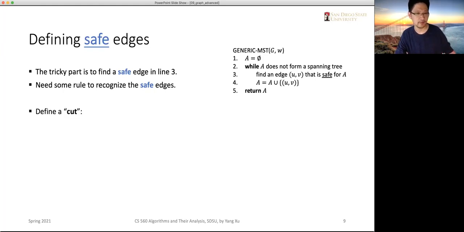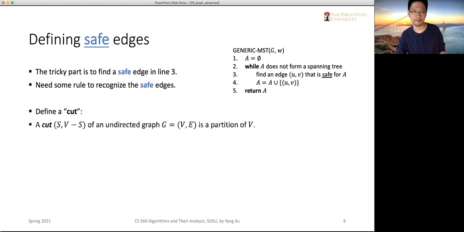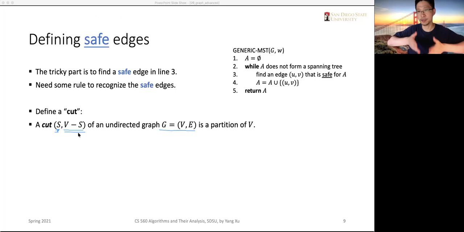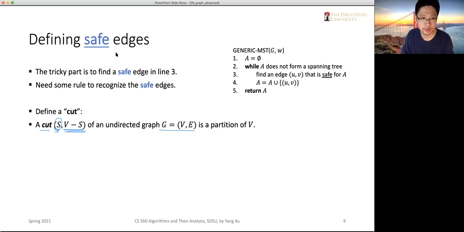First of all, let's define the operation of cuts. What is a cut on the graph? It is a partition of the undirected graph. It will cut the graph into two halves, indicated by two sets: the set S and the remaining part, which is V minus S. This cut is defined on top of the vertices. The first part of vertices S is one half, and the remaining part is the other half. The cut will separate these two parts of vertices.